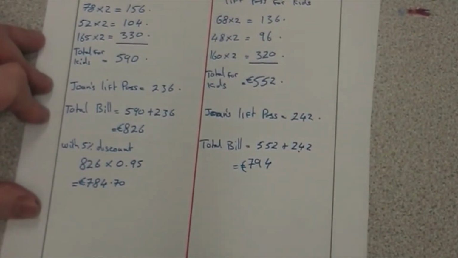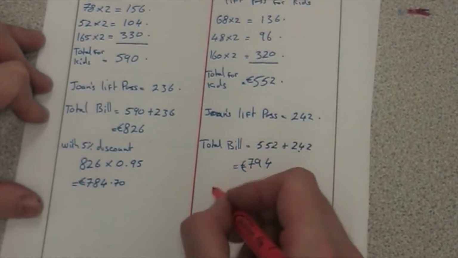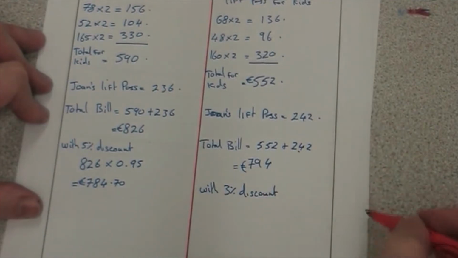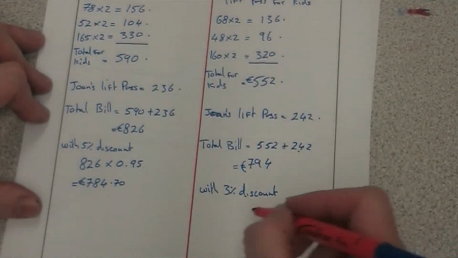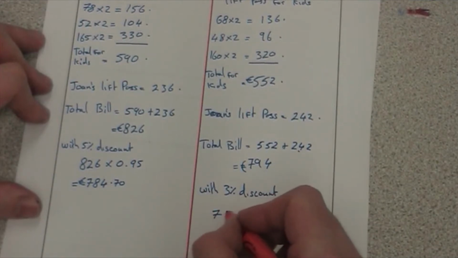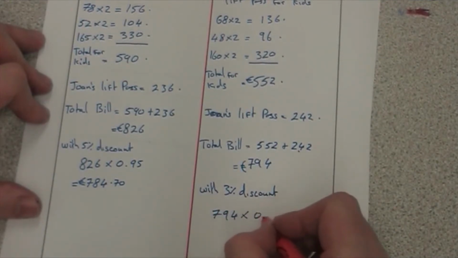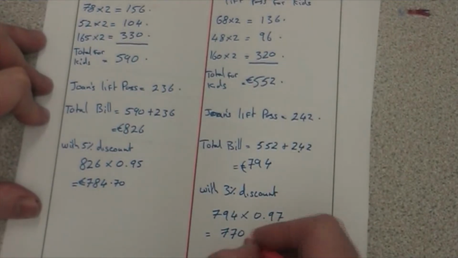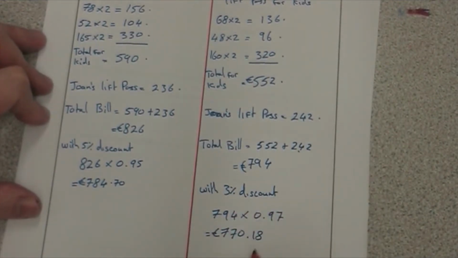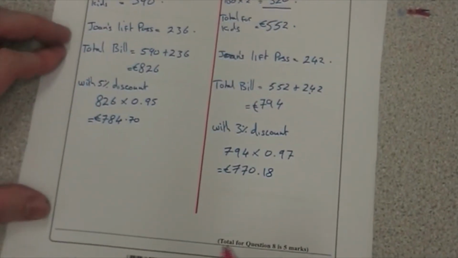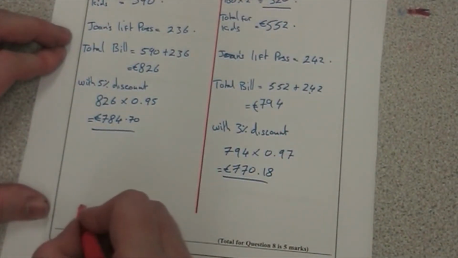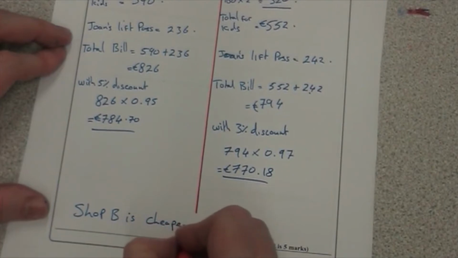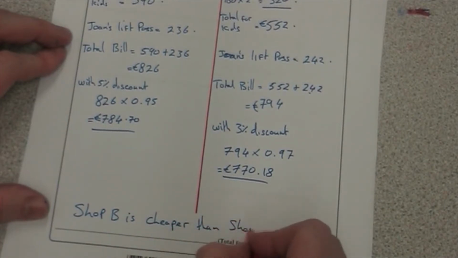And now we add on our 3% discount. Using our multiplier with a 3% discount, Joan would end up paying 97% of the bill, so this works out as 794 euros times 0.97, and that equals 770 euros and 18 cents. So we can see that shop B is cheaper, and to get full marks, we put down our answer as shop B is cheaper than shop A.